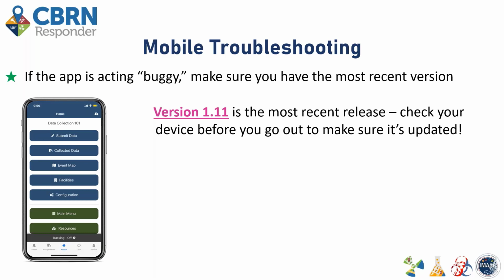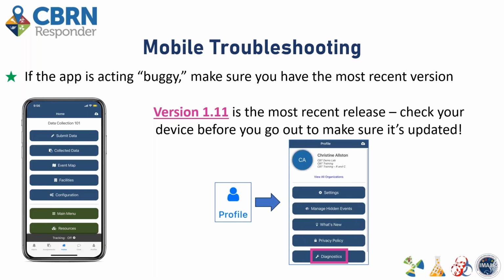If you have version 1.10, you're probably okay. If you have version 1.6, you're probably going to want to update your application. You can always check to see which version you're on by going to your profile page on your application and selecting that diagnostics option.